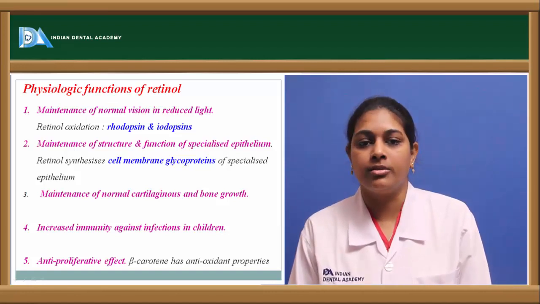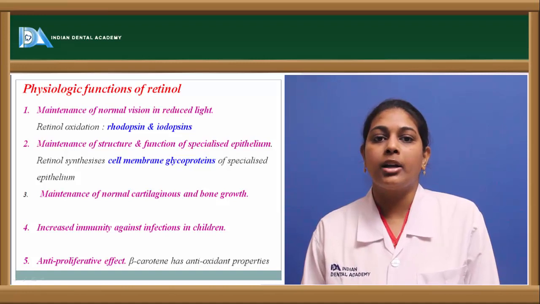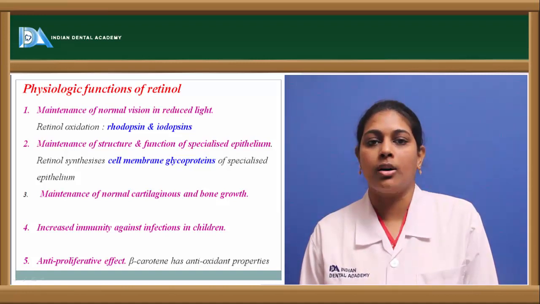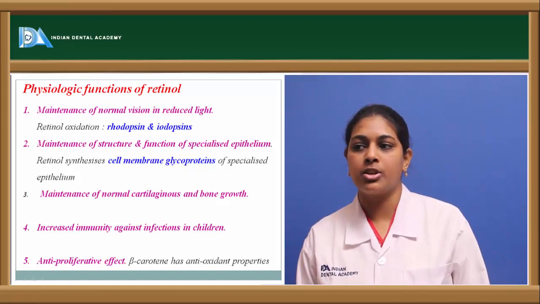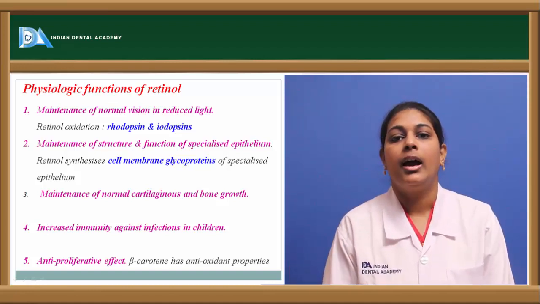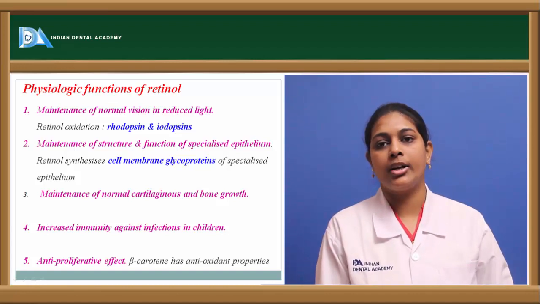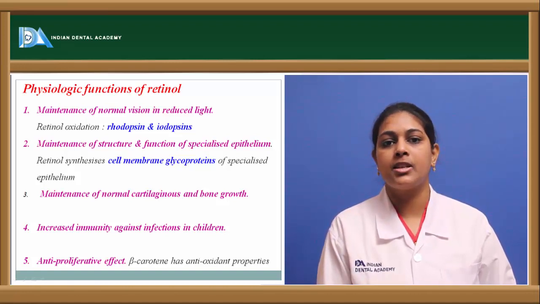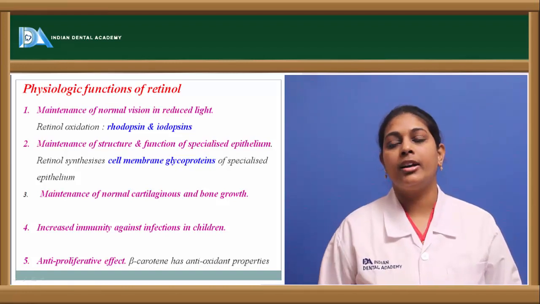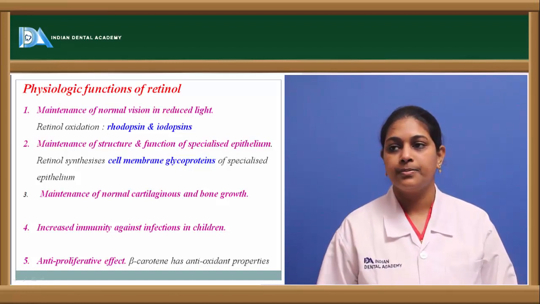The next function is maintenance of normal cartilaginous as well as bone growth. Vitamin A is involved in osteoclastic functioning, that is, in the maintenance of the normal balance between bone deposition and resorption. Next, vitamin A also has an anti-proliferative effect. It shows antioxidant properties, which help in suppressing certain tumor growths. And the final function of vitamin A is that it helps in maintaining increased immunity against infections in children.